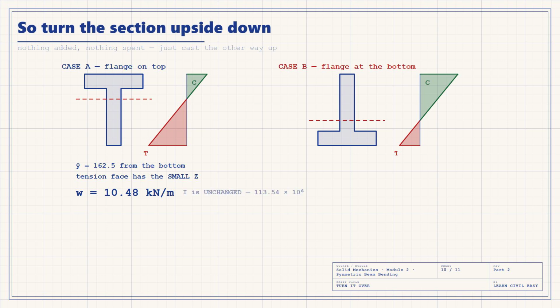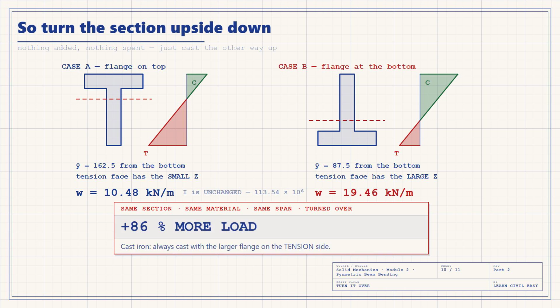The bottom in tension now has the large Z, 1.298 million, so 30 times, that is 38.93 kilonewton meters. The top in compression has the small Z, so 90 times 0.699 million is 62.88. The lower is 38.93 and the safe load is 19.46 kilonewtons per meter. Compare that with 10.48. The same section, the same material, the same span turned upside down carries 86% more load.